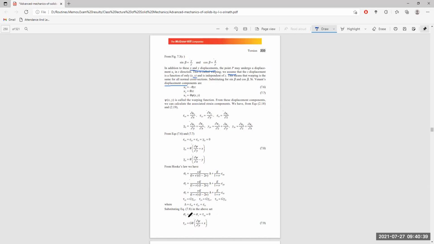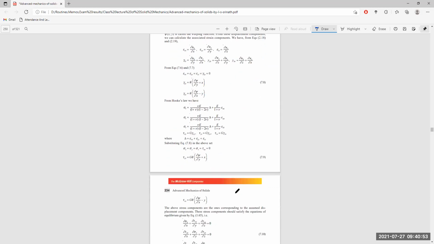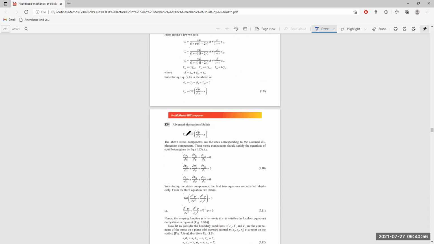Substituting 7.8, we'll have sigma x equal to sigma y equal to sigma z equal to tau xy equal to 0. Tau yz is equal to G theta into d psi by dy plus x itself. So tau zx is equal to G theta into d psi by dx minus y itself. The above stress components are the ones corresponding to the assumed displacement components. These stress components should satisfy the equations of equilibrium given by 1.65.